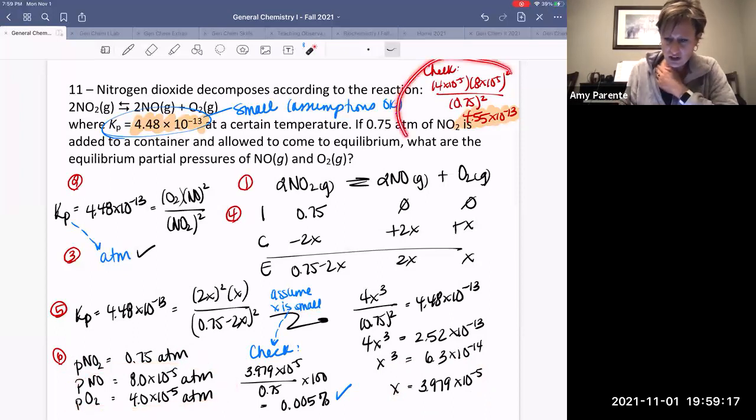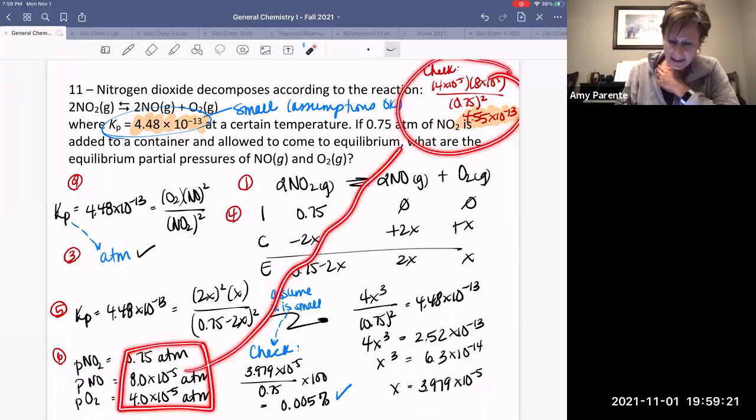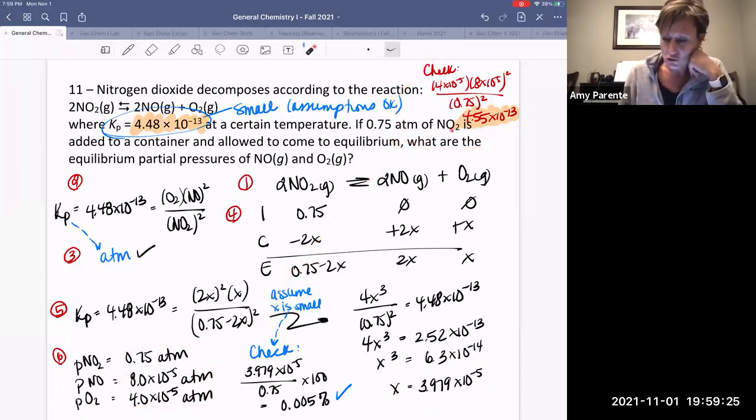So again, here's our little checkup on top. If I wanted to take these answers and put them back into my equilibrium expression, I should be able to get back to a close representation, at least within the ballpark in terms of whatever the exponent is here of what my equilibrium constant was.